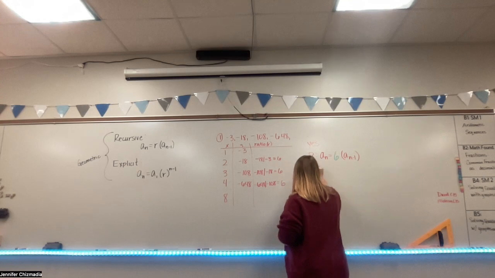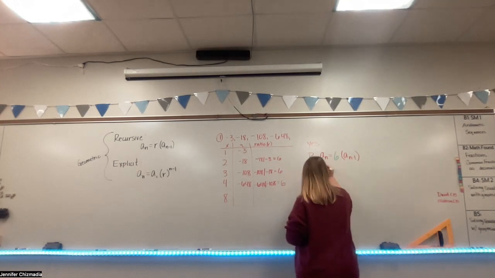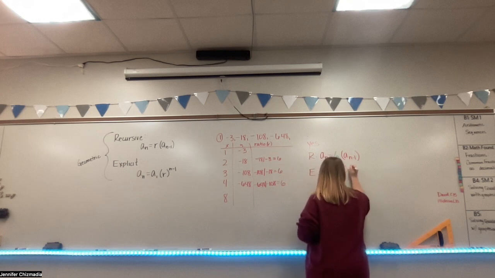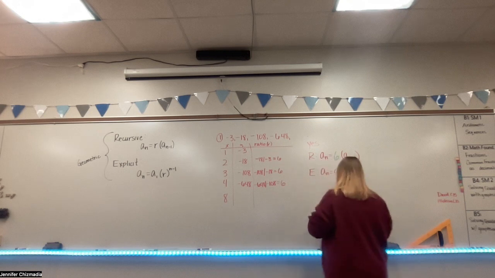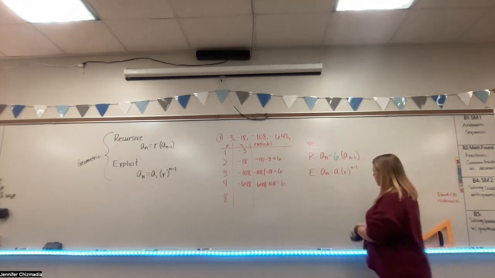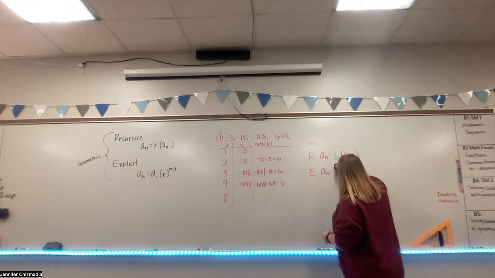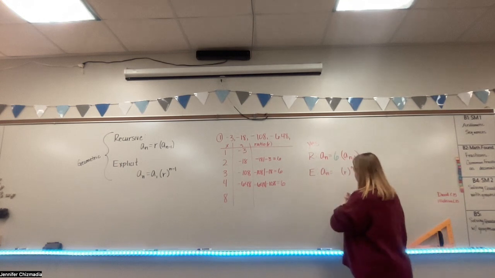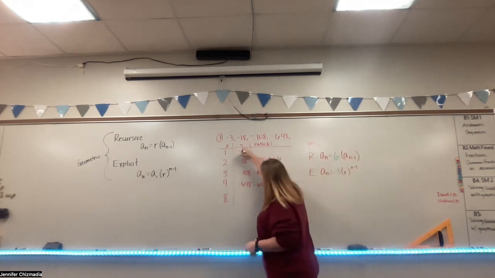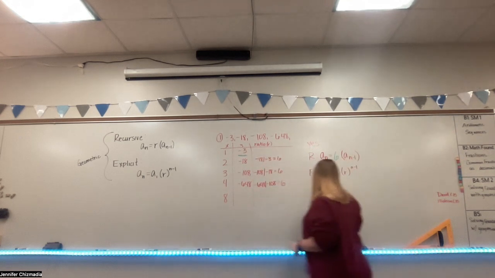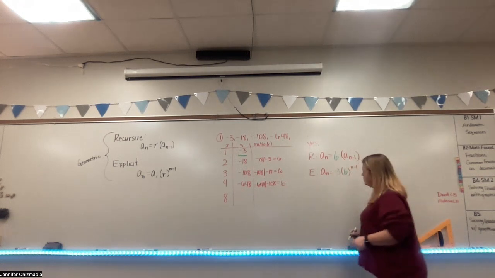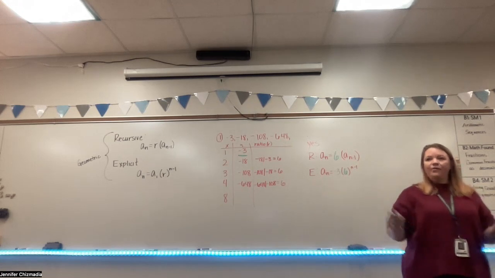Okay, explicit formula, same thing. I'm going to copy my magic formula right over. Okay, what am I going to replace this time? The A1 and the R. Okay, so what is my A1? Negative 3. And I just got that from right here. Okay, what is my R? 6. And now I have my two formulas.